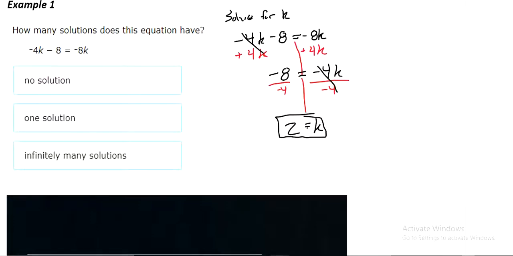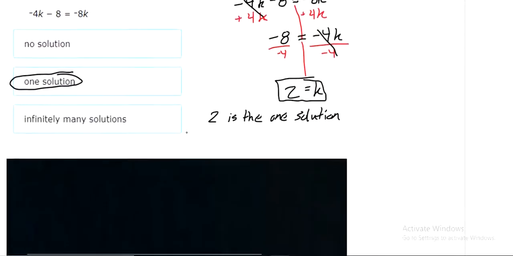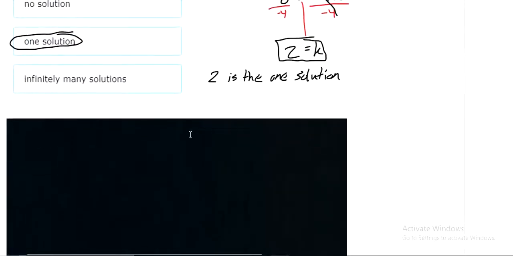So that was pretty simple and straightforward. This one would be a one solution. So we would say 2 is the one solution. 2 is the value for the variable that would make this true. So that was pretty simple, straightforward. That was really just working with what we knew already. Let's move into some kind of different stuff. So on to our next example, which must be on the next page.